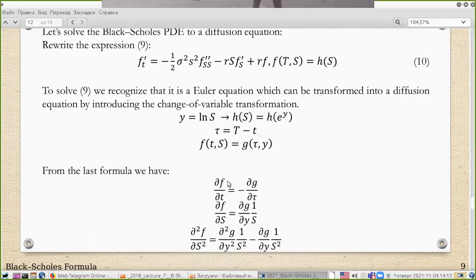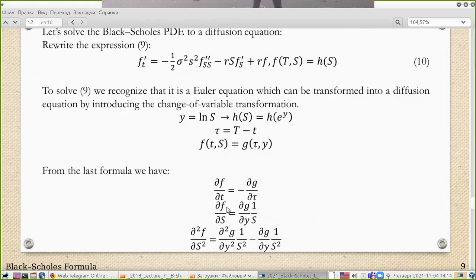So we have df with respect to dt, it's f on the left side, and we would like to find the differential. So it is this, but why with minus? Because of the chain rule: dg with respect to d tau multiplied by d tau with respect to dt. Yes, so it is minus.